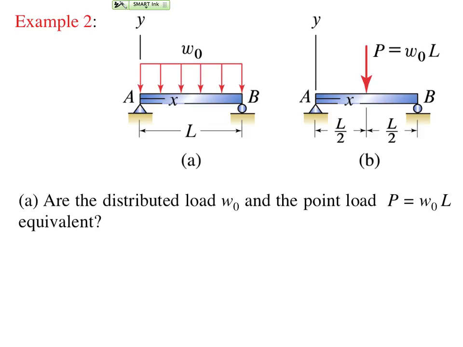We are first asked if the two loads are equivalent. The answer is yes, and it should be clear why. If we were converting the distributed load into an equivalent discrete load, the magnitude of the discrete load would be W0L, and its effective center would be at L over 2. P has the correct magnitude and position to be equivalent.